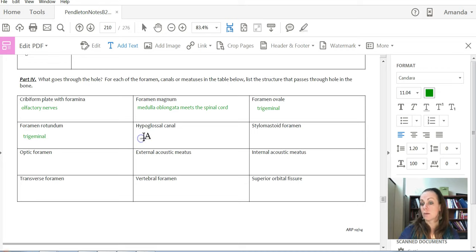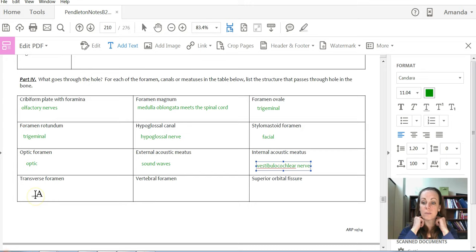Hypoglossal canal, well, that one's pretty easy. The hypoglossal nerve goes through it. Stylomastoid foramen, facial nerve is going through that. Optic foramen, optic nerve. External acoustic meatus, sound waves are coming in. The ear then converts that to an electrical impulse, and that electrical impulse travels up the vestibulocochlear nerve all the way to the brain.